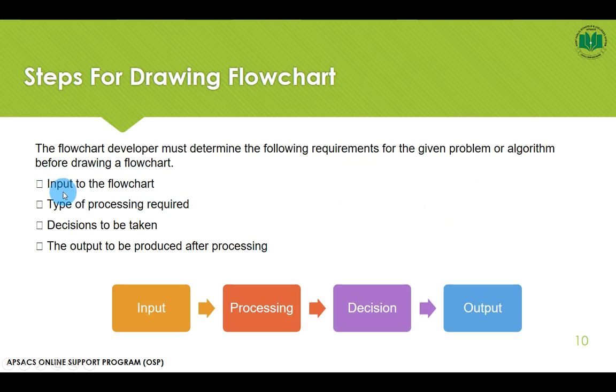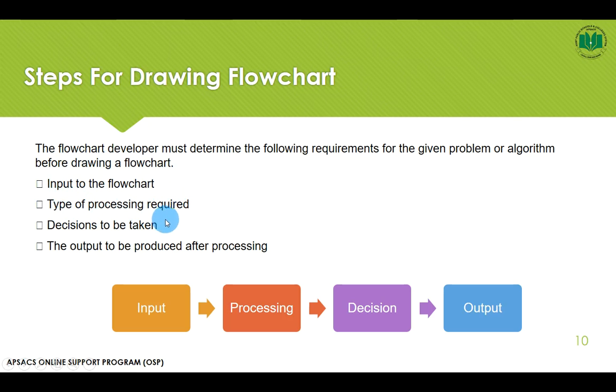It should be known that the programmer, the flowchart person, or the developer must know what the inputs are. For example, if we are talking about the problem of finding the average of 5 numbers, the inputs are the 5 numbers for which we have to create some program, some solution of that problem. So we must know what the inputs are.